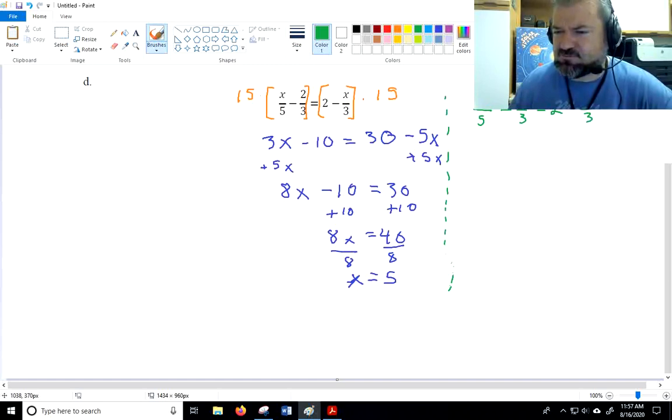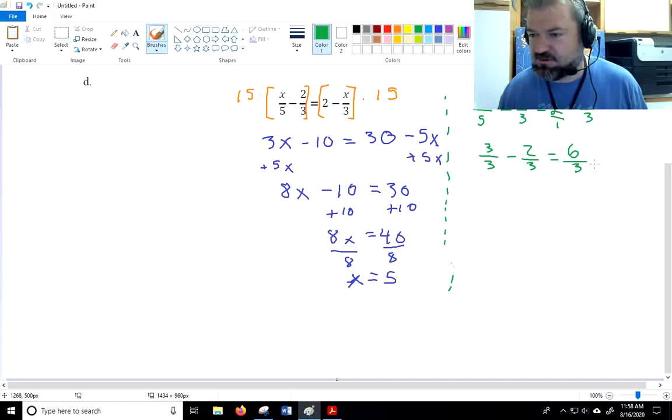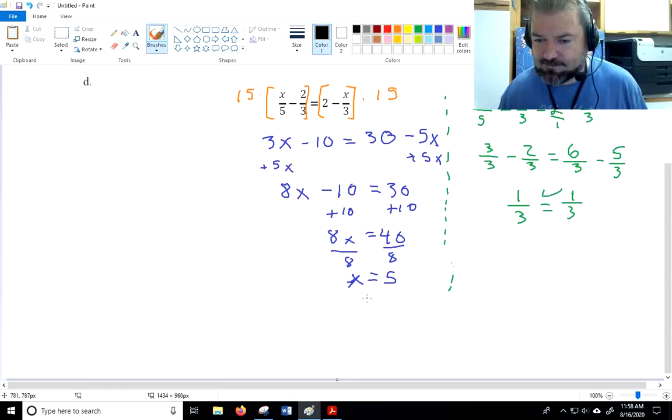Okay, so 5 over 5 is 1. But I'm going to be kind of clever here. We need this to be 1, but 1 minus 2/3. So that's really 3/3. Okay? And then this is 2 over 1. So I'm going to multiply top and bottom by 3, making it 6 over 3. And now we've got everything in terms of over 3 right off the get-go. That's 1/3. 6 minus 5 is 1/3. Boom. We have a solution set of 5.